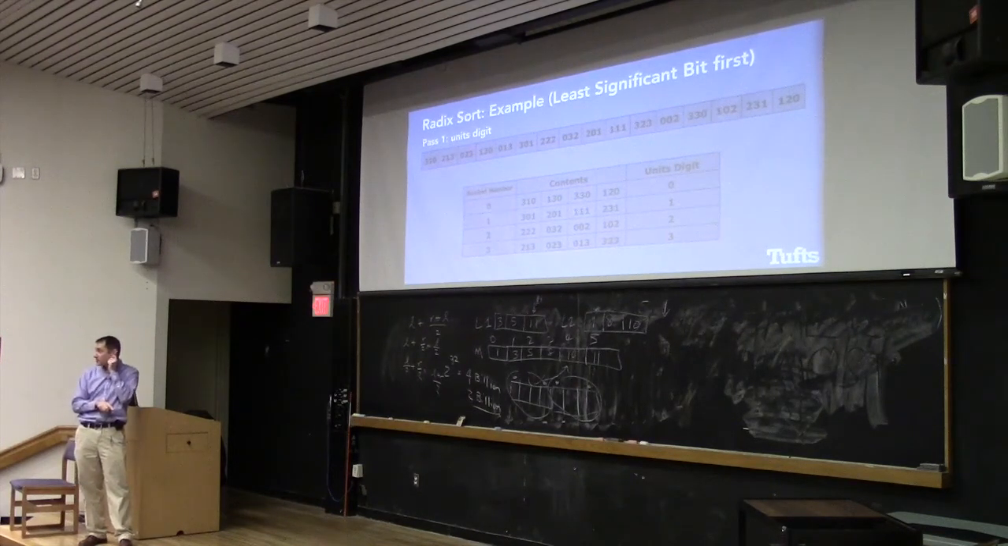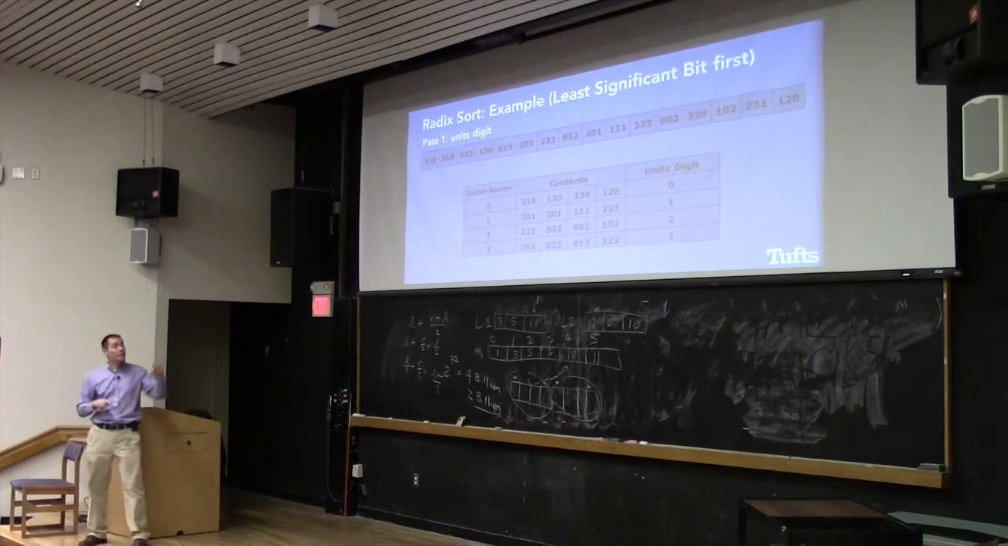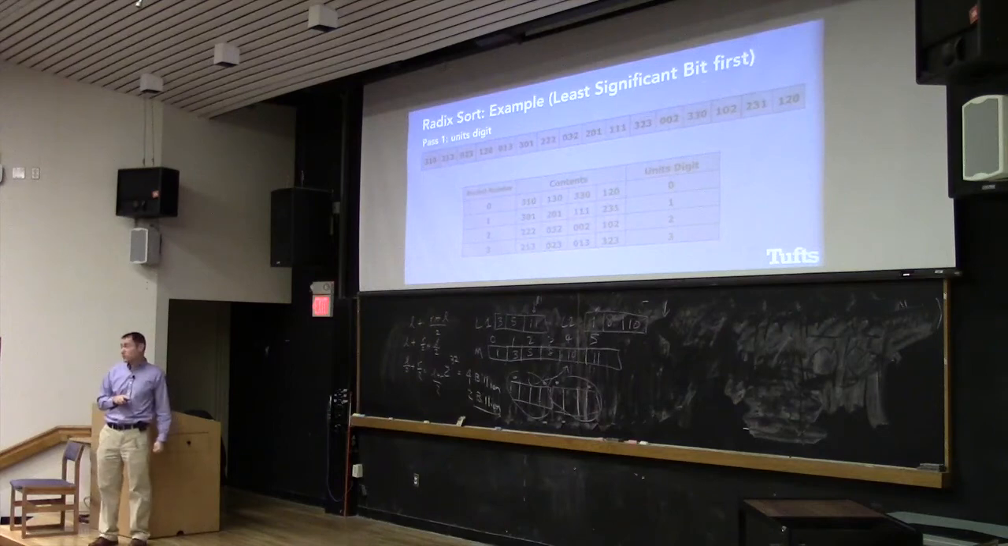That's our first pass. What we then do is we pull these out in a first in, first out basis. So think queues. You actually use queues to do this effectively. A first in, first out basis, and then put them back into the original array.